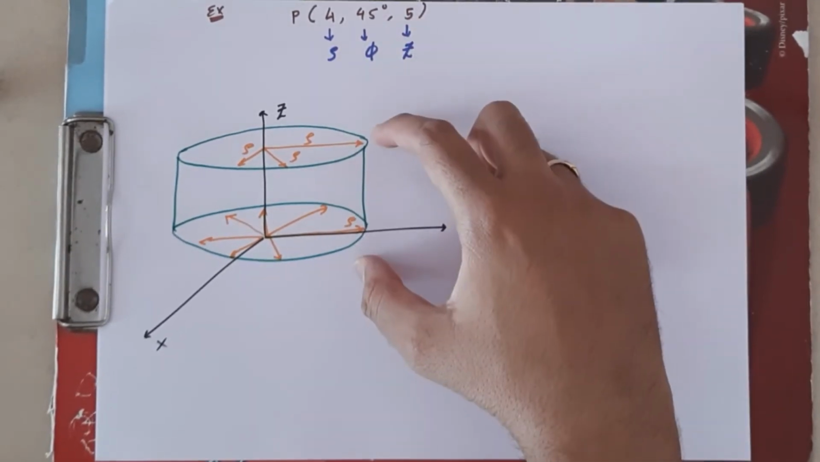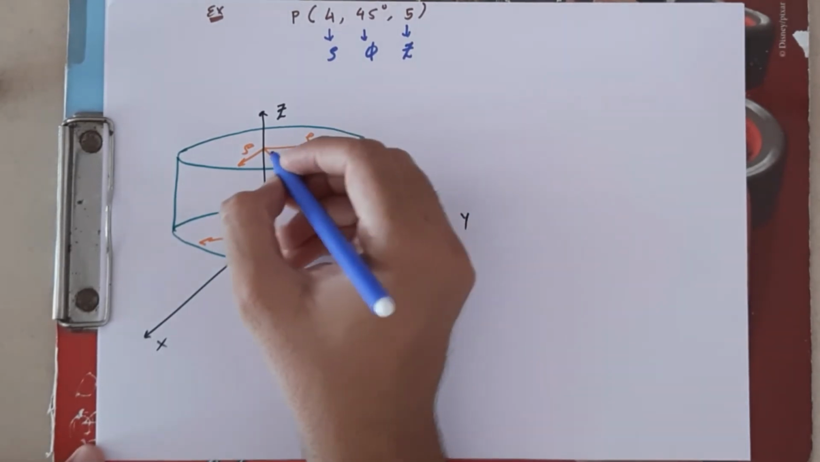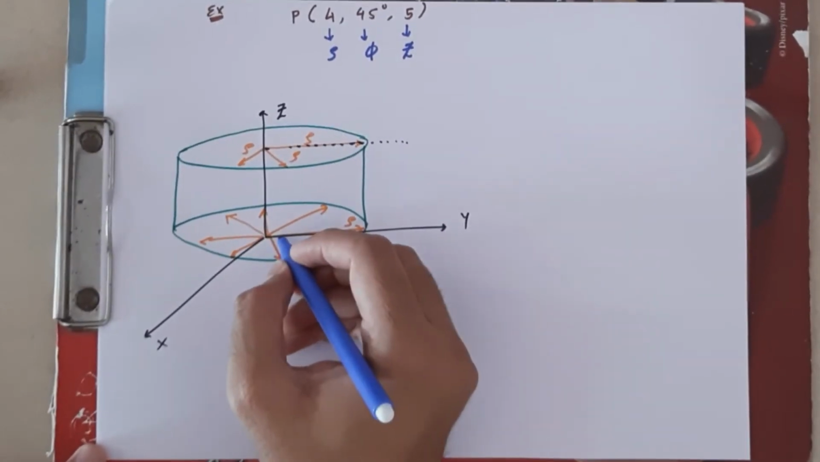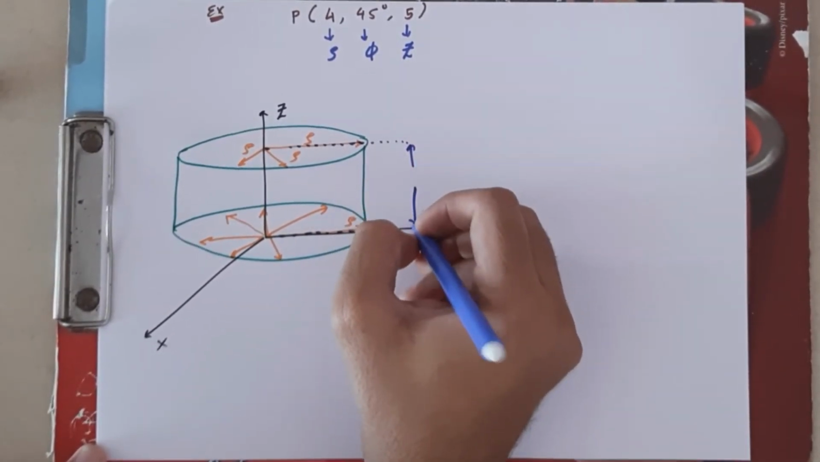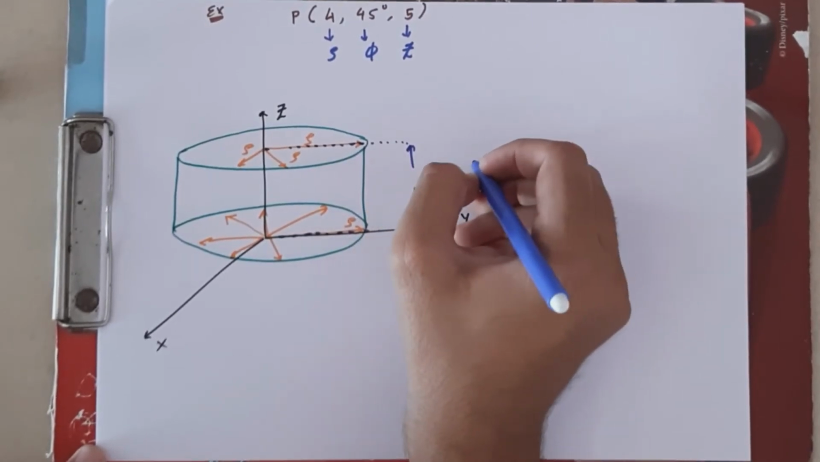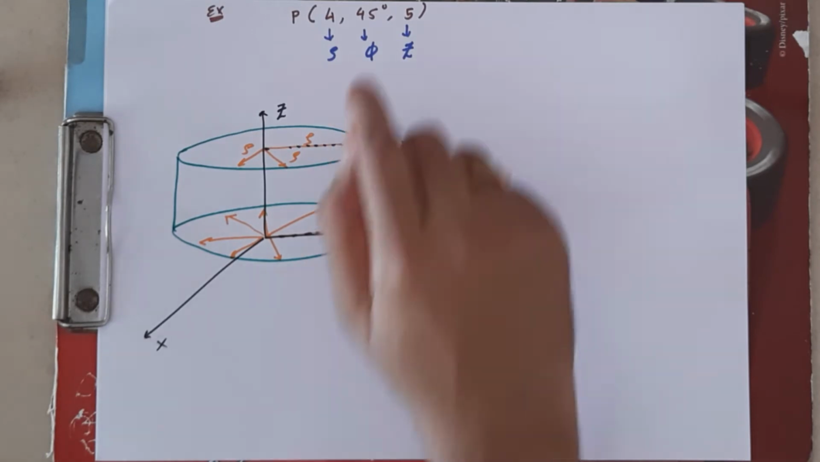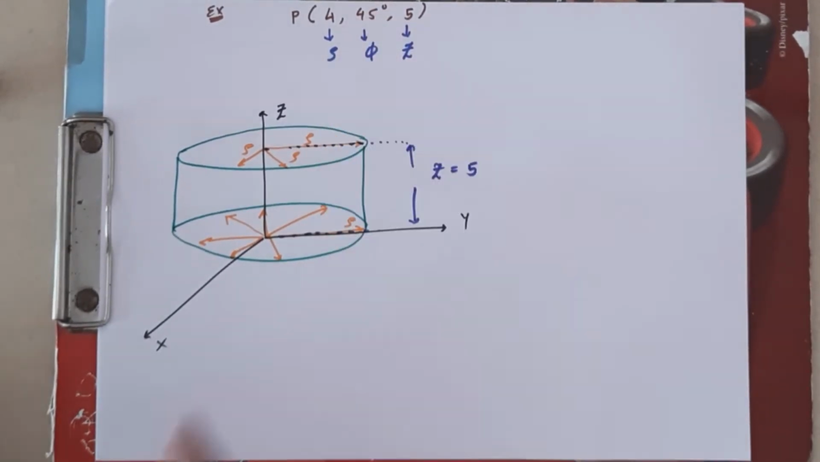Z is the height of the cylinder, so we have to adjust the height of the cylinder. This one is my z, so I have to adjust this height: z is equal to 5. And now phi is equal to 45 degrees. So where the point is present, phi is equal to 45 degrees.